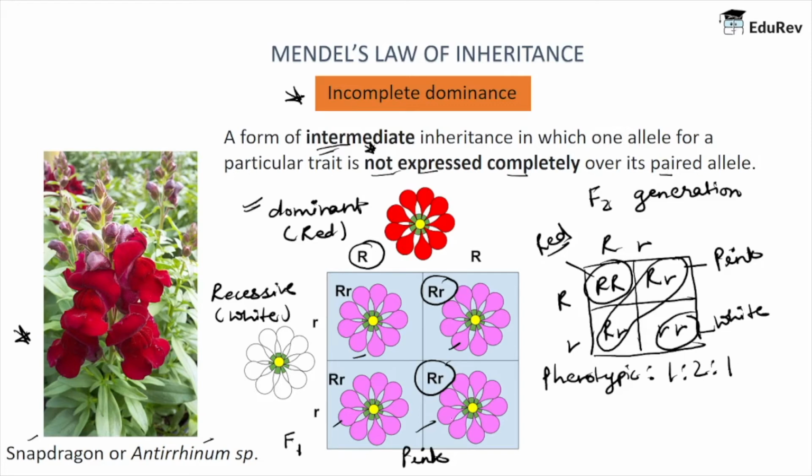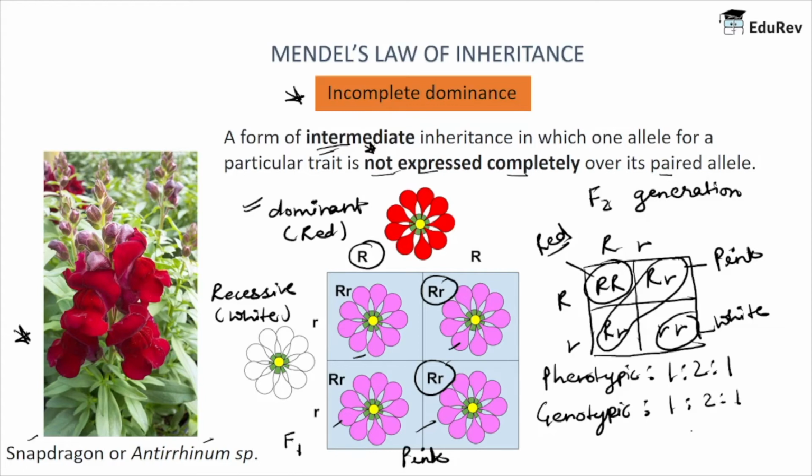So that is the phenotype, which is same as genotype, because if you are seeing the genotypic ratio as well, you will also find that 1 is the RR red pure dominant, 2 are heterozygous, not dominant, intermediate pink, and 1 is the recessive white.